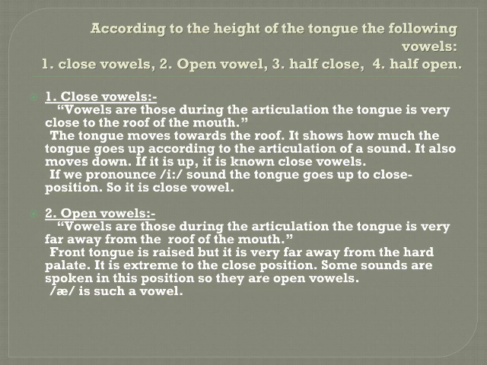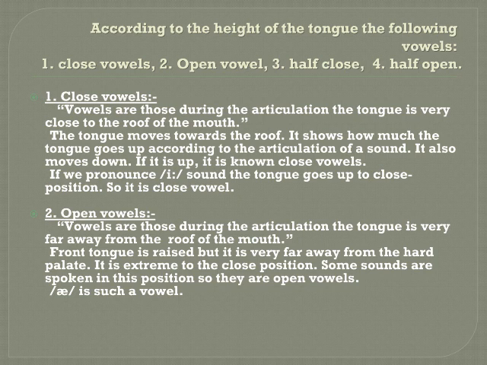According to the height of the tongue, we have the following classifications of vowel sounds. Number 1, closed vowels. Number 2, open vowels. Number 3, half closed vowels. And obviously number 4, half open vowels. Closed vowels, dear learners, are those during the articulation of which the tongue is very close to the roof of the mouth. The tongue moves towards the roof. It shows how much the tongue goes up according to the articulation of a sound. It also moves down. If it is up, it is known as a closed vowel. If we pronounce the E sound, the tongue goes up to the closed position, so it is called a closed vowel.